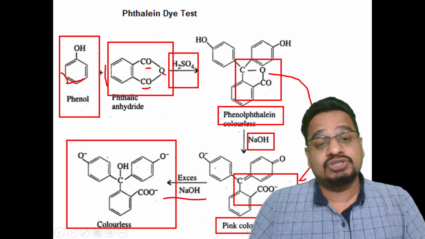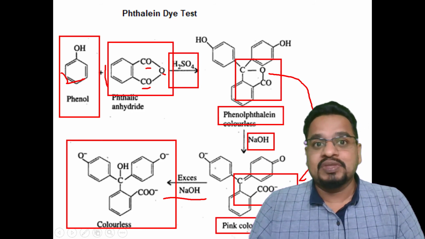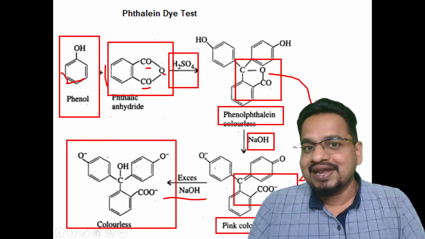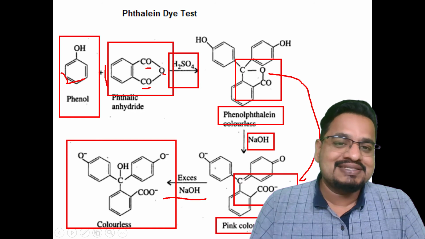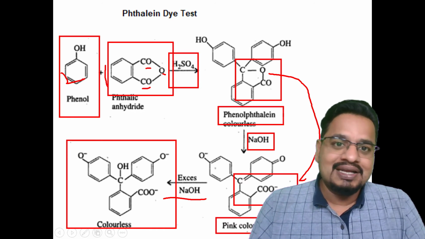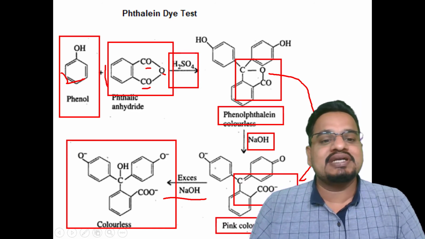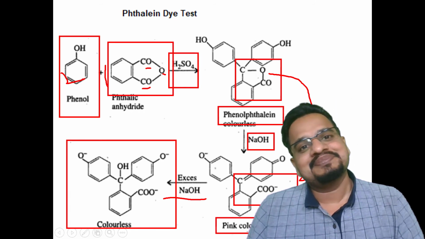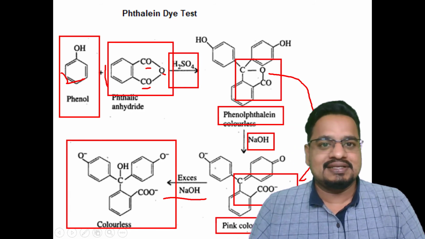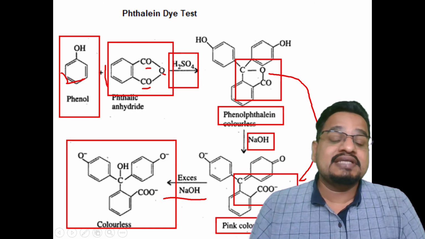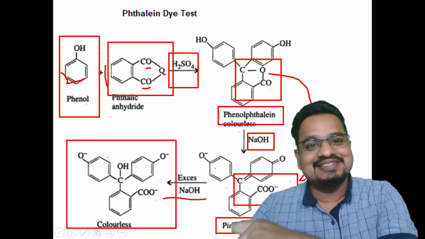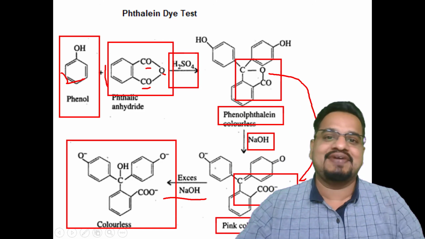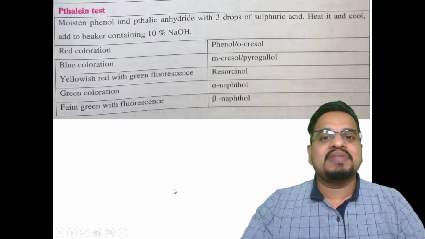If there is formation of phenolphthalein, it gives a color change when it turns from acidic to basic. So when sodium hydroxide is added, pink or red coloration will come. That indicates phenolphthalein is there. Got that? Phenolphthalein is there means phenol is there in the compound which you have to identify. So this is the Thalaline test.